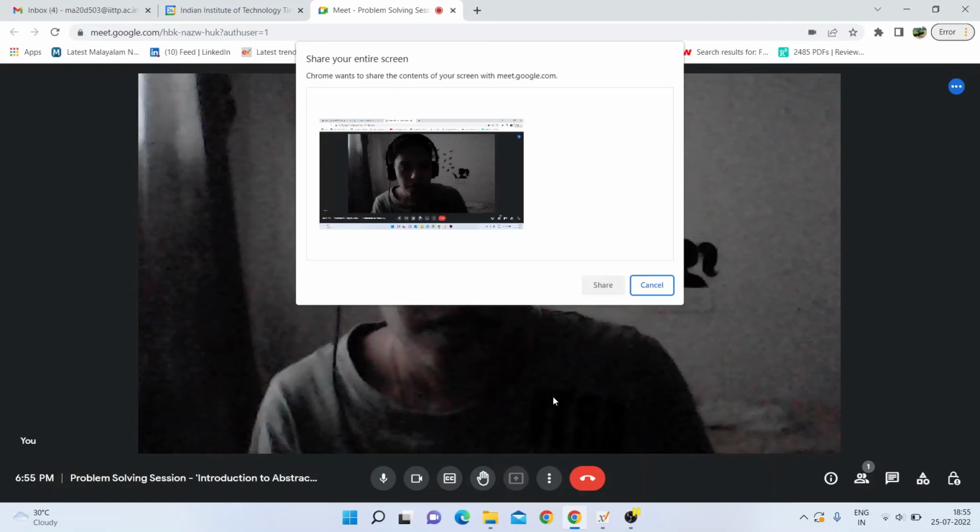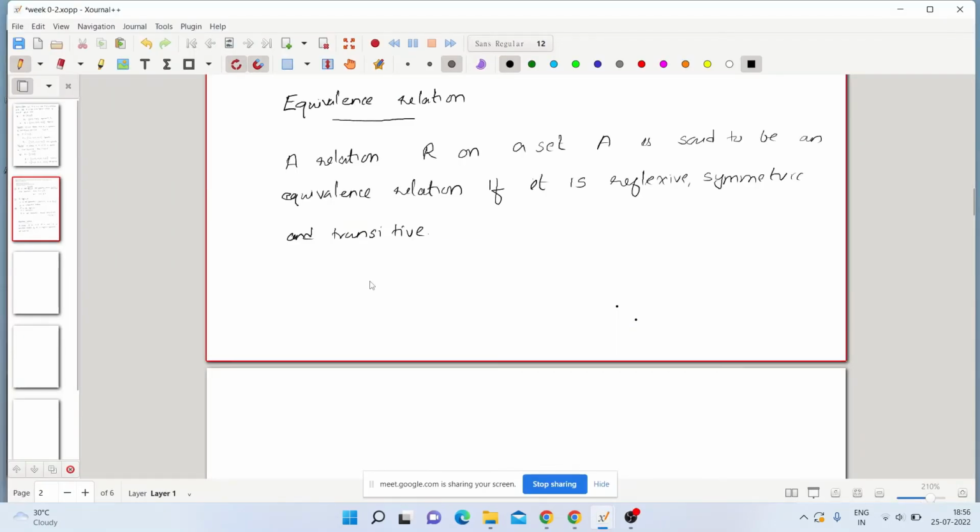So let me give one simple example of an equivalence relation. Let A be the set {1, 2, 3} and R equals the set {(1,1), (2,2), (3,3)}. Clearly it is an equivalence relation. It is easy to check whether it is reflexive, symmetric and transitive. It is a trivial example.